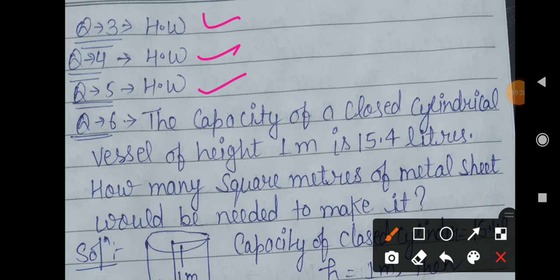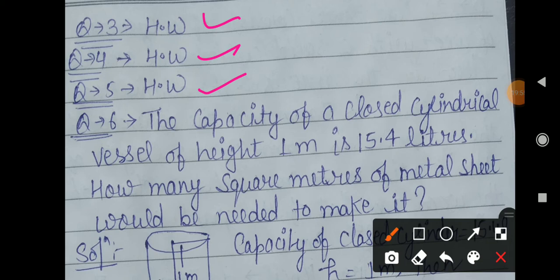In question number 1 you apply the formula of the circumference of a circle, but in question number 4 you apply the formula of the curved surface area of a cylinder. Then you put the values of h and pi, and you get the value of r. And when you have the value of r, you can easily find the volume. Now question number 5 is just like that.